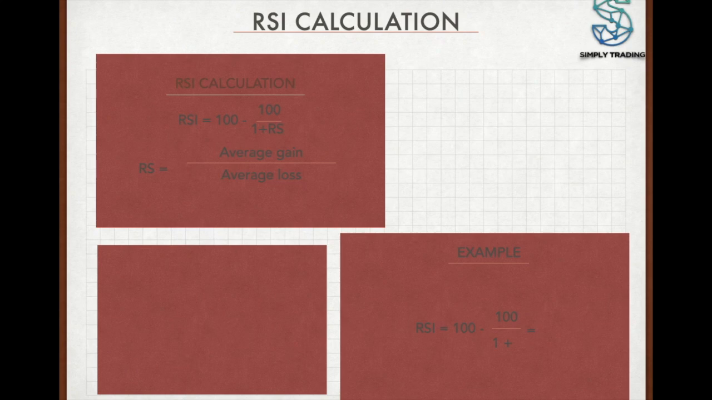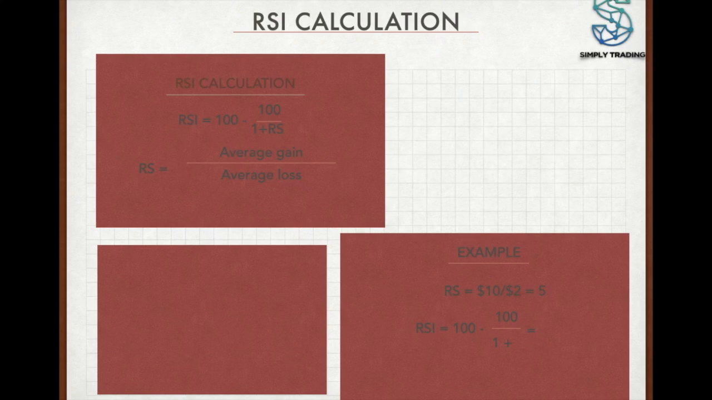In order to help you further understand that, I have an example on the bottom right where we will start to plug in some numbers. RS equals 10 over 2, with 10 being the average gain within the period that we have chosen, and $2 being the average loss within the period we have chosen. So 10 over 2 equals 5. You want to plug in the 5 where the RS is within the equation.